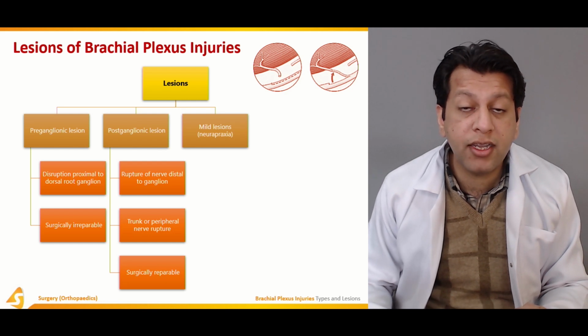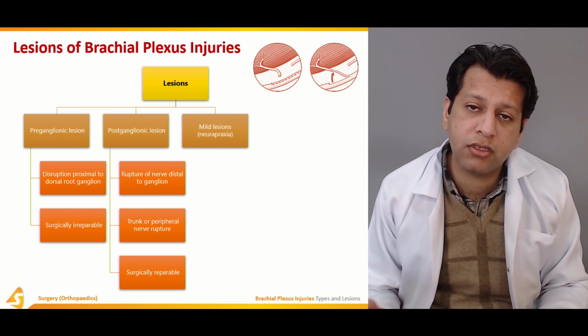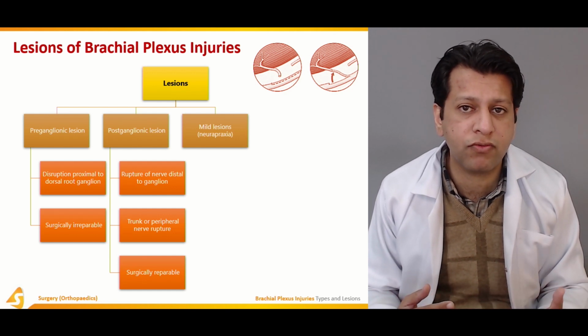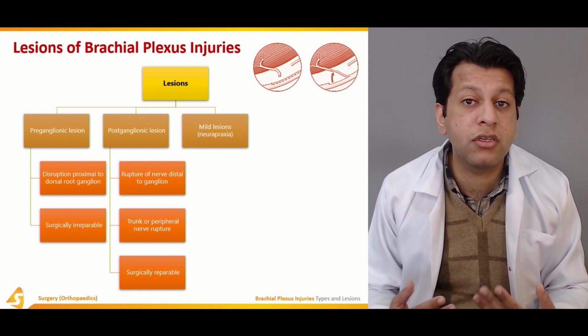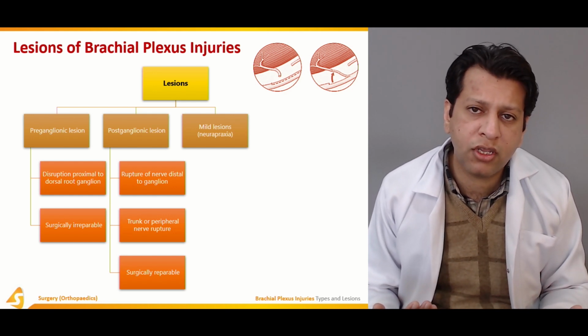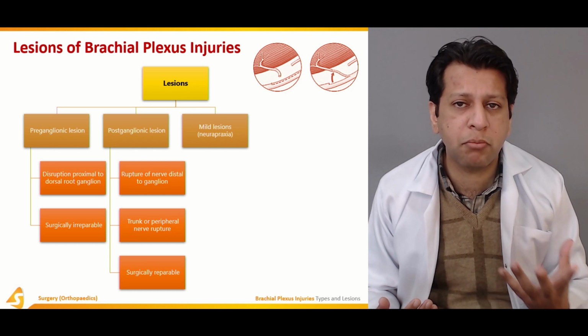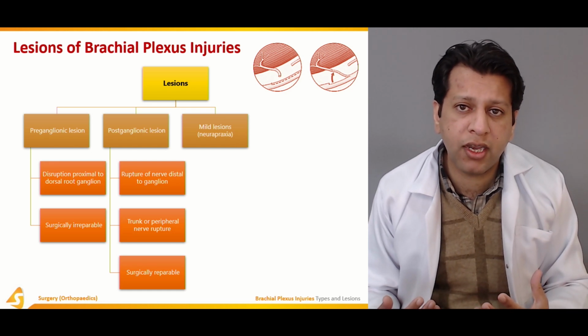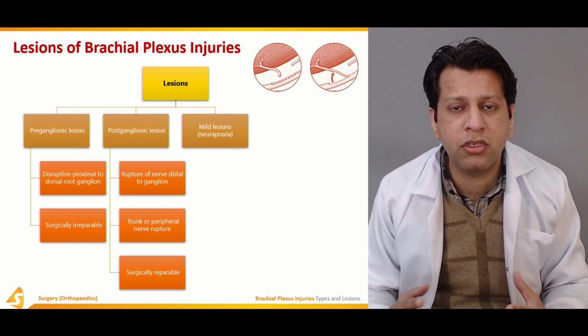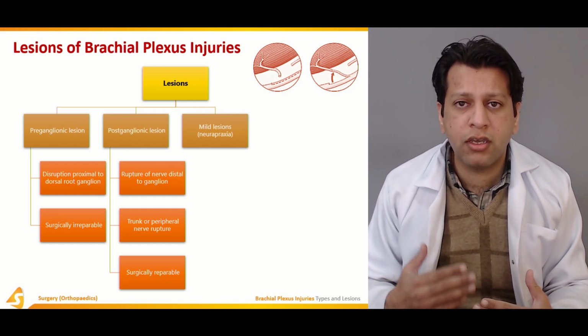Now coming to the mild lesions or neuropraxias. According to the Seddon classification, neuropraxia was the first form of it, and it is usually a transient loss of nerve function. This could be due to a post-surgical hematoma, which may be a collection, compression or edema, which may get collected in head and neck surgery. This can compress the nerve transiently, but usually the nerve regains its function.